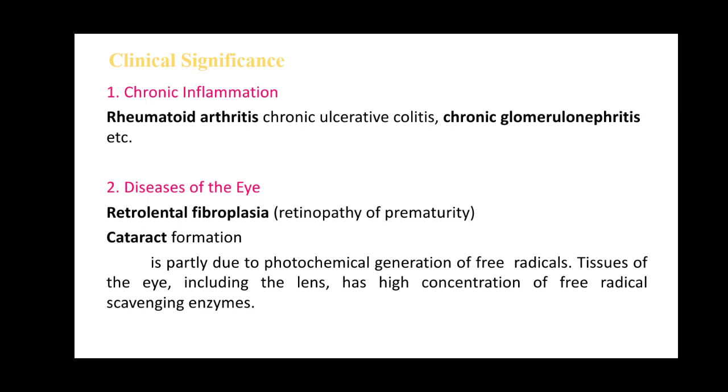So we'll come to the clinical significance. The generation of free radicals leads to diseases such as chronic inflammation, that is rheumatoid arthritis, chronic ulcerative colitis and chronic glomerulonephritis, etc. And next, diseases of the eye, like retrolental fibroplasia, that is retinopathy of prematurity of the eye, and cataract formation. Cataract formation is partly due to the photochemical generation of free radicals in the eye, and tissues of the eye including the lens have a high concentration of free radical scavenging enzymes.